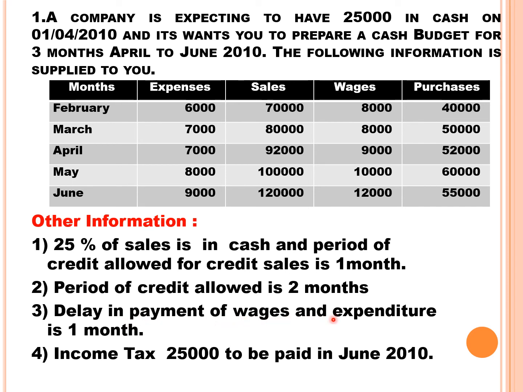Delay in payment of wages and expenditure is 1 month. So February expense you will pay in March. March expense you pay in April. April expense you pay in May. May expense you pay in June. Like that you do for wages. February wages you pay in March. March wages you pay in April, likewise. And another payment we have is income tax of 25,000 to be paid in June 2010.